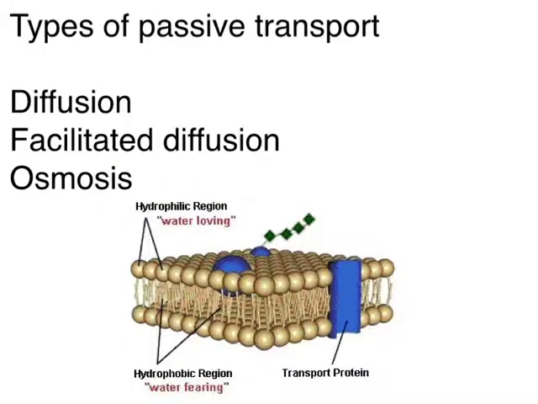Now, there are 3 main types of passive transport. The first one is diffusion. Diffusion is simply the movement of molecules. So these dots are going to represent my molecules from an area of high concentration to, over time, an area of lower concentration. This can happen inside cells, outside cells, and through the cell membrane.